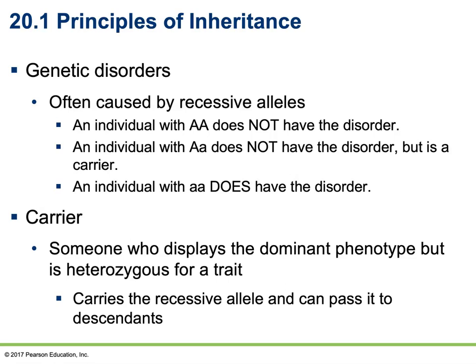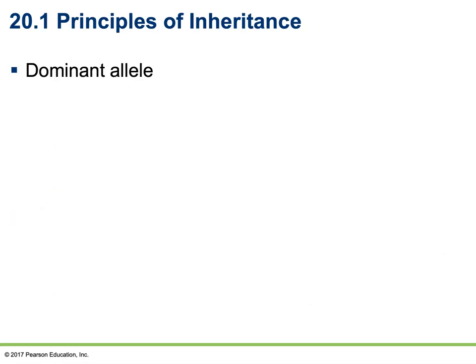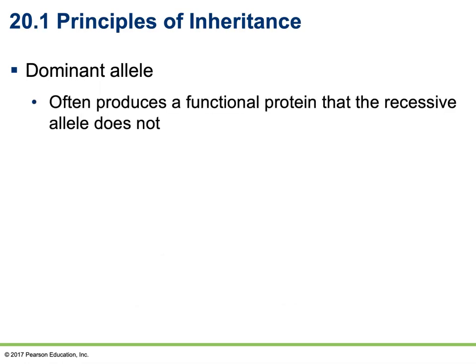Sickle cell anemia is another genetic disorder that is an autosomal recessive genetic disorder, and we're going to use that as an example in some of our labs that we do later on. In the case that we're talking about a recessive disorder, the dominant allele often produces a functional protein that the recessive allele does not.